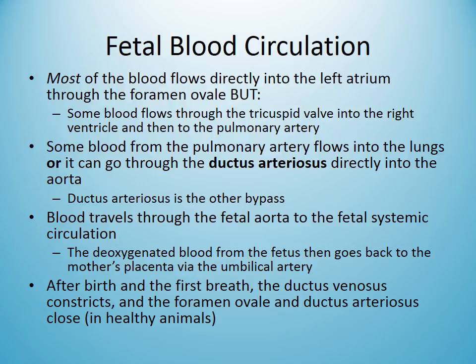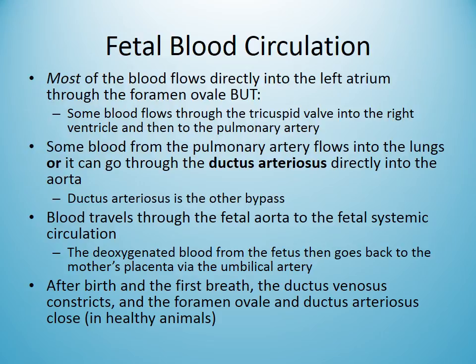So most of the blood flows directly into the left atrium through the foramen ovale, but some of the blood flows through the tricuspid valve into the right ventricle and then to the pulmonary artery. Okay, so some blood from the pulmonary artery does flow into the lungs, or it can go through the ductus arteriosus directly into the aorta, and that's another bypass. Blood travels through the fetal aorta to the fetal systemic circulation. The deoxygenated blood from the fetus then goes back to the mother's placenta via the umbilical artery. And again, it's called an artery because it's going away from the fetus's heart.